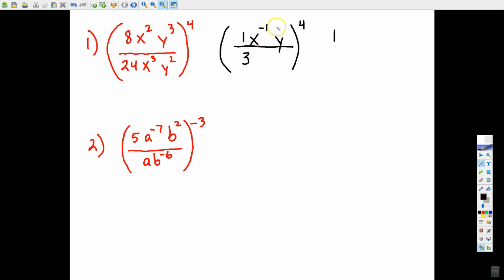Remember, when you raise a power to a power, you multiply these exponents together. So that's like saying x to the negative 4. But remember, we always change negative exponents to positive, so x to the negative 4 on top is going to go down to the bottom as x to the positive 4.